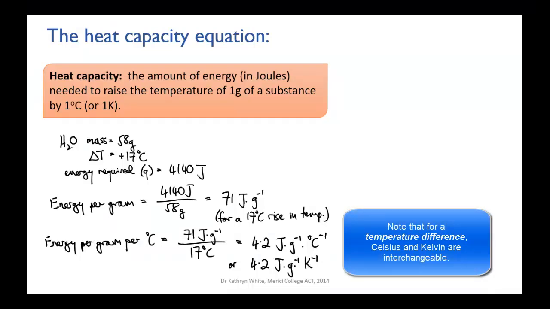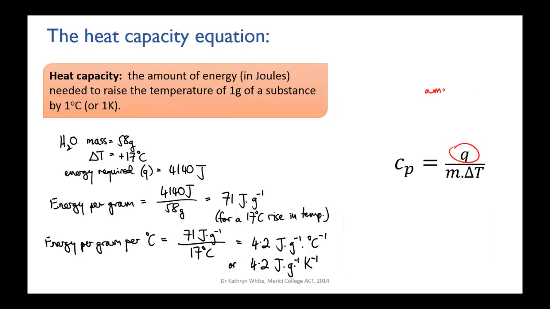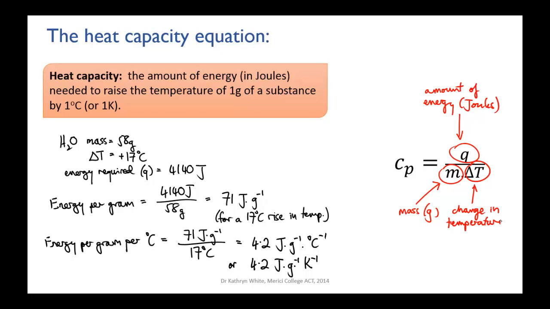And that actually gives us the equation for heat capacity. You take the amount of energy and you divide it by the mass of the substance and the change in temperature. We can also rearrange that equation so that if you already know the substance's heat capacity, you could use its mass and temperature change to work out how much energy must have been used. And it's playing with this equation like this that we're now going to practice.